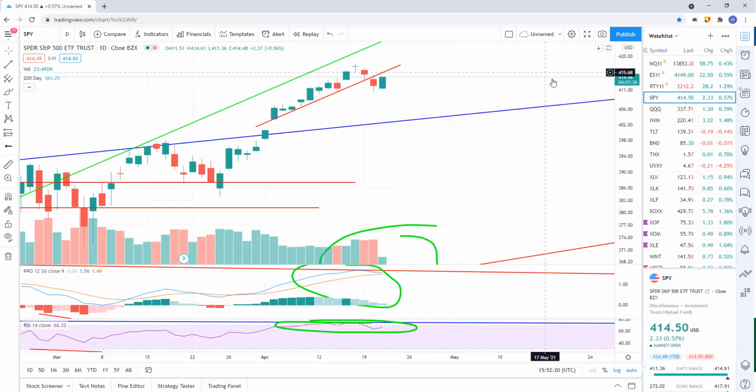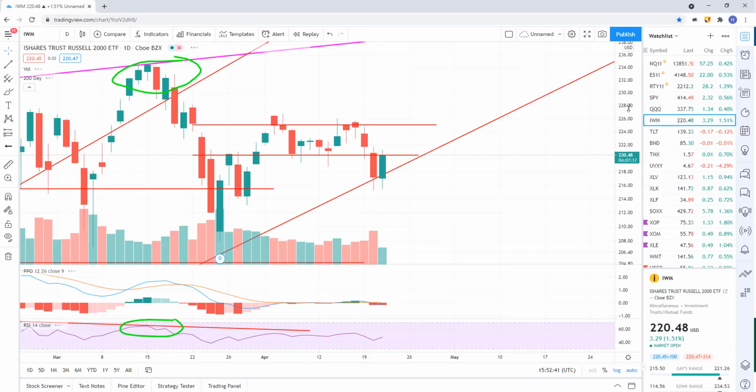So usually when you want to see a broad market breakdown, you want to see both of those break together. And I'm just not seeing that. So until I see a little more confirmation, I'm not really interested in doing any indices shorts. I'm not short the Qs or SPY or the IWM.